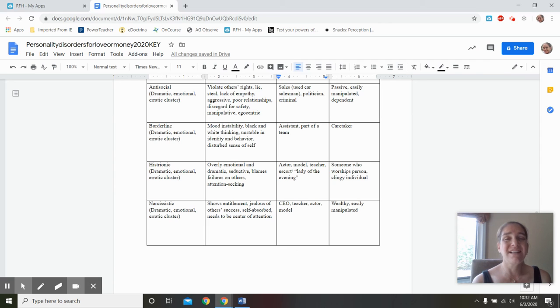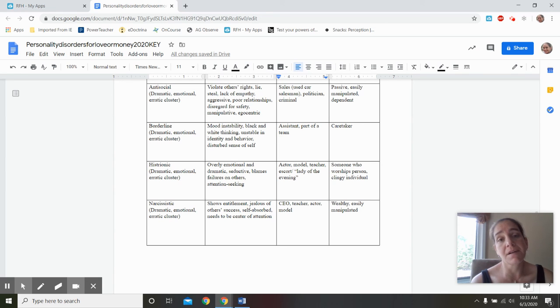Okay. And kind of associated or tangentially related to histrionic personality disorder is narcissistic personality disorder. If you say that someone is narcissistic, it just means that they're entirely self-centered and egocentric. Okay, so those with narcissistic personality disorder show entitlement. They are jealous of other people's success. They're self-absorbed. They think every single thing that people do is about them. They need to be the center of attention. And they just think that they're entitled to more than everyone else in society. Maybe a CEO, maybe a politician, maybe a teacher, an actor, or a model might be someone with narcissistic personality disorder. And people with narcissistic personality disorder tend to go for those who are wealthy, easily manipulated, or are very physically attractive.